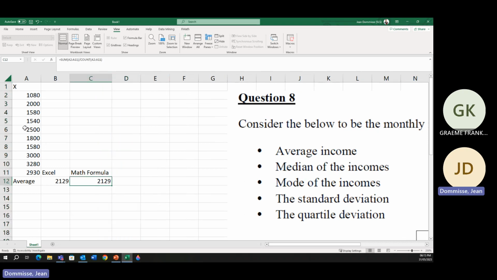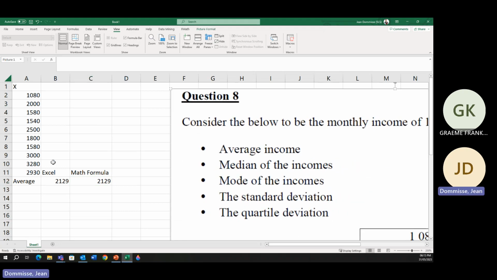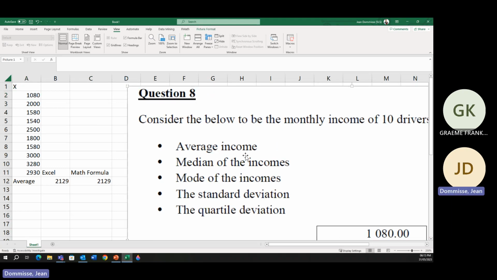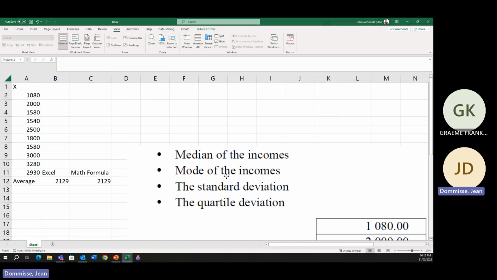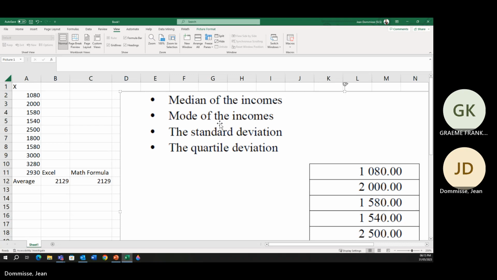So when you get an assignment, if you change the values here, it will automatically change the answer for you. You can just use this part. Let's just see what else is in this. Median of the incomes.